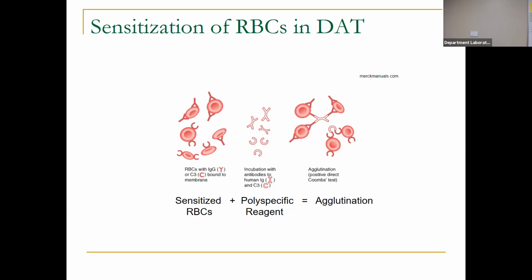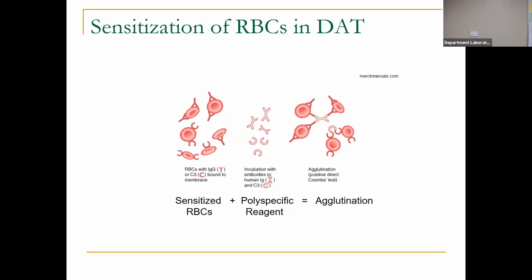However, using polyspecific reagent, you don't know if it's due to an IgG antibody or a complement. So then we have to use what we call monospecific reagent. In your monospecific reagent, you'll have monospecific IgG and monospecific complement, C3b, C3d. Okay? So the DAT is kind of a three-step test.